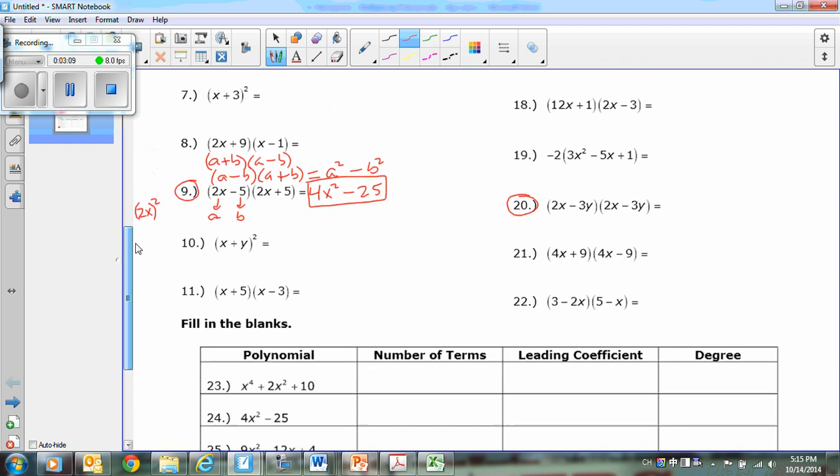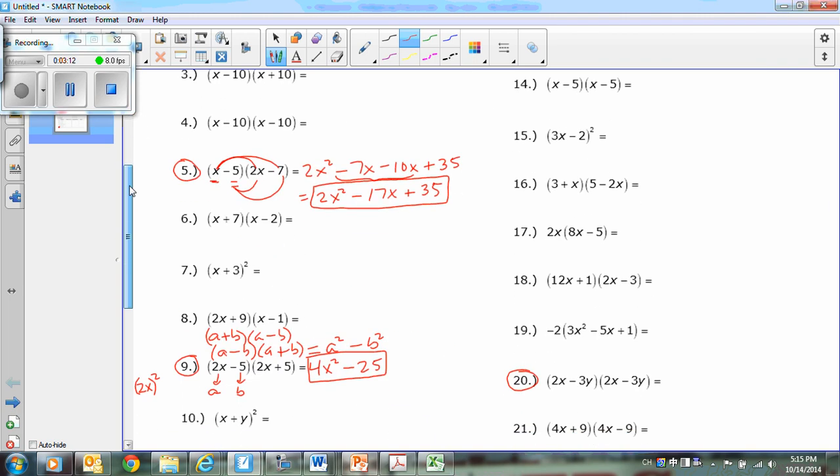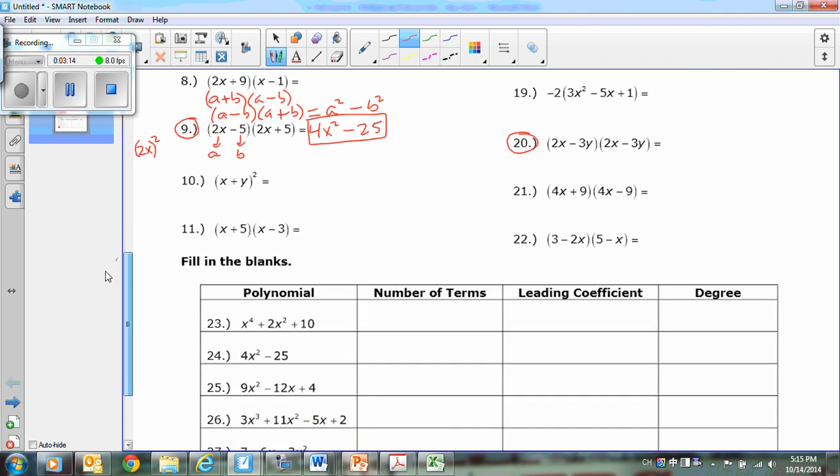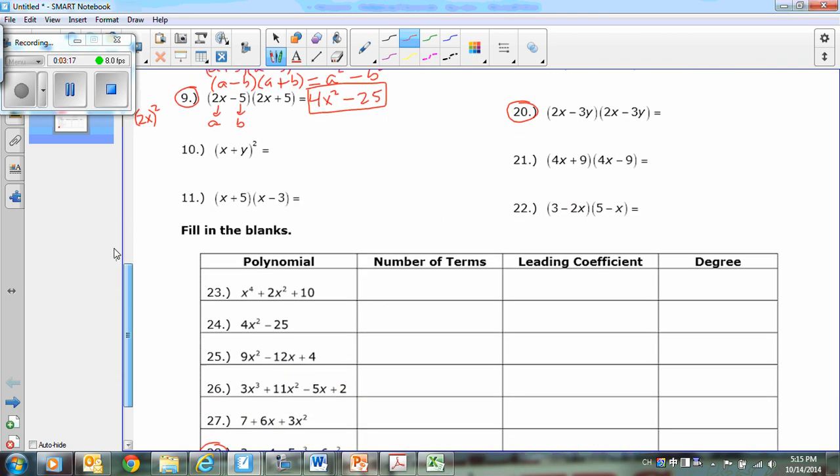Let's move on over to, I guess number 20 was the next one I wanted to do with you. All right, notice that this is a binomial that's being squared. This is the same thing as a minus b squared, because I'm taking 2x minus 3y and multiplying it by itself. So we could do it the long way. We could distribute the 2x and then distribute the -3y, or we can use our shortcut property that tells us that anytime I square a binomial that's a difference, the pattern is always the same.